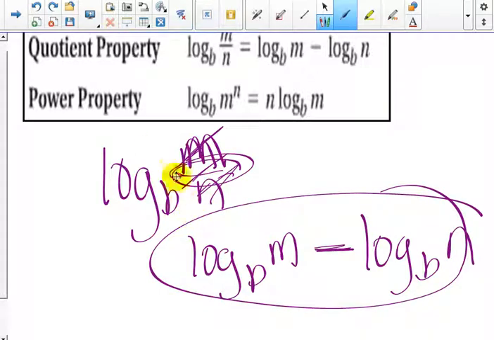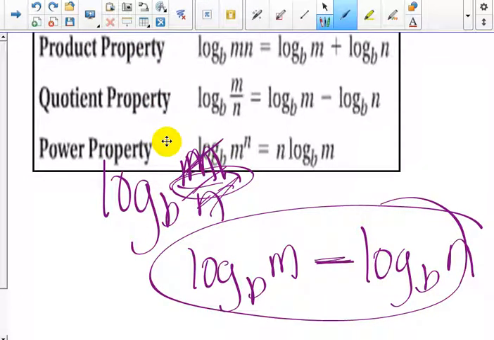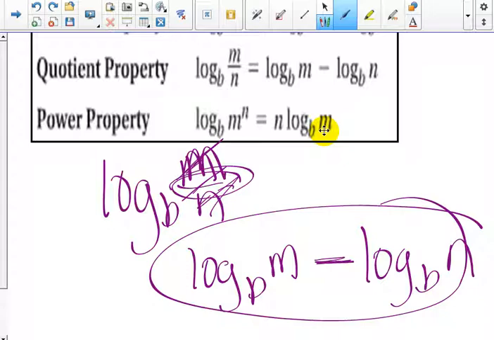That means the product property is the add, and for the power property, we just switch it from the power to in front of the log. So how do you remember which is which? Just remember the division has the minus sign to give you a hint right there in the division bar. It looks like a minus sign. So subtract m minus n.